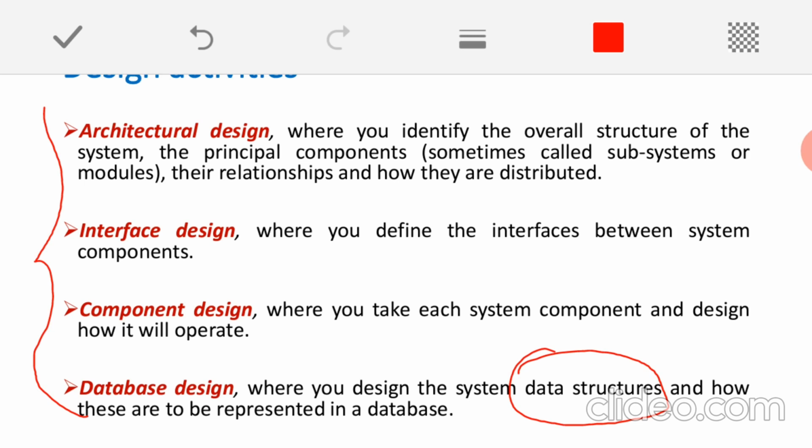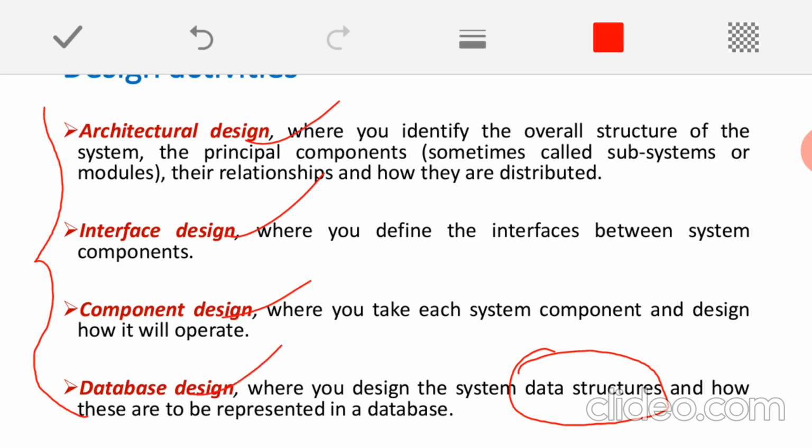So just try to recall, for any design process we are going to carry out 4 different activities. First one is architectural design, second one is interface design, third one is component design, and fourth one is the database design.